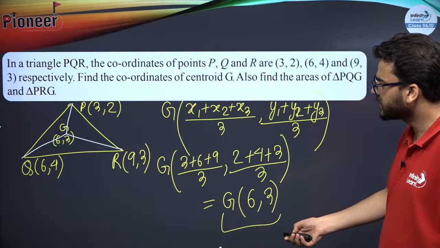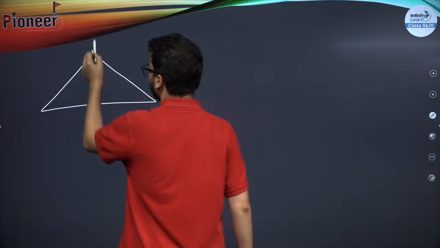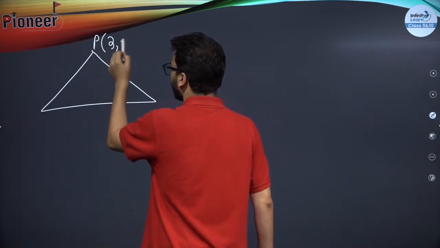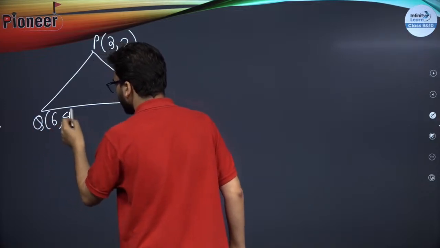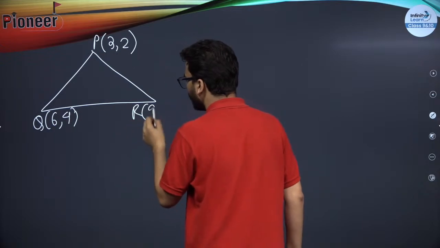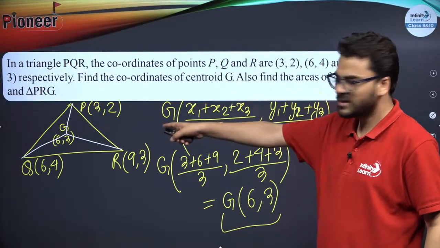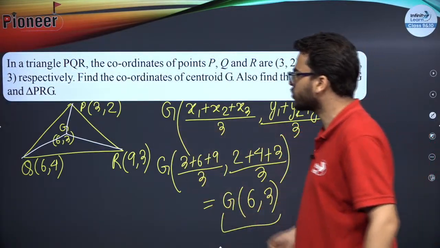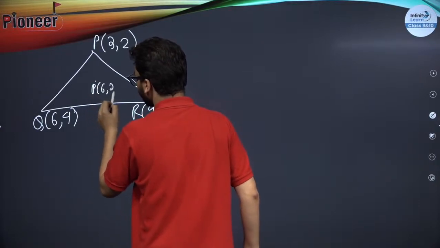So the points are 3, 2, 6, 4, and 9, 3, okay? The figure was like this: 3, 2, 6, 4, and 9, 3 over here. And the coordinates of the centroid we have got to be equal to 6, 3.